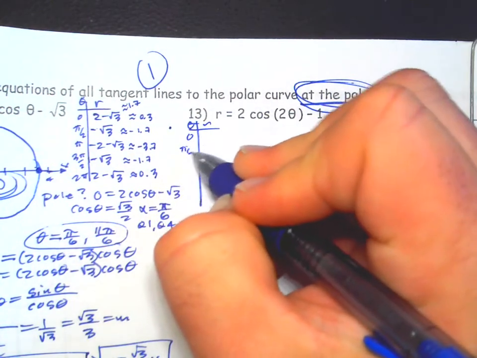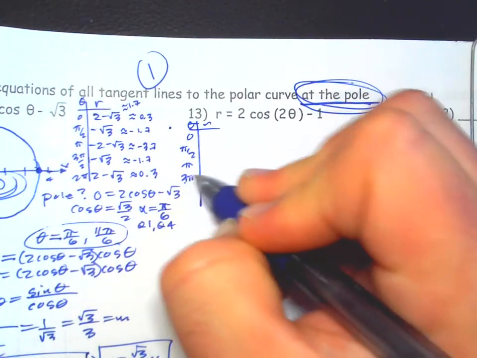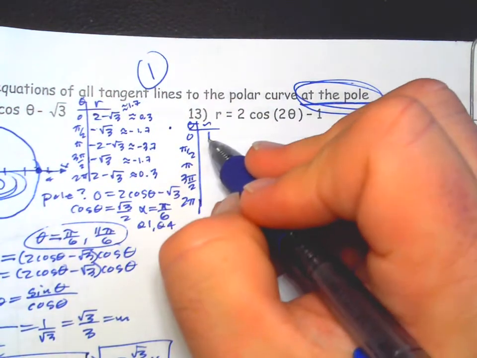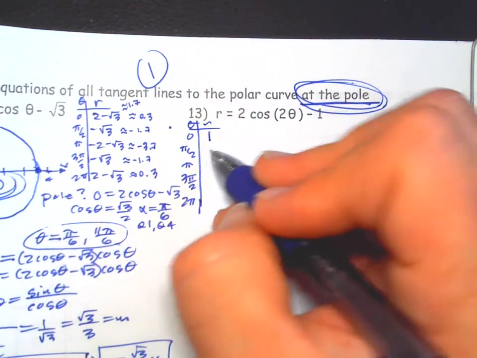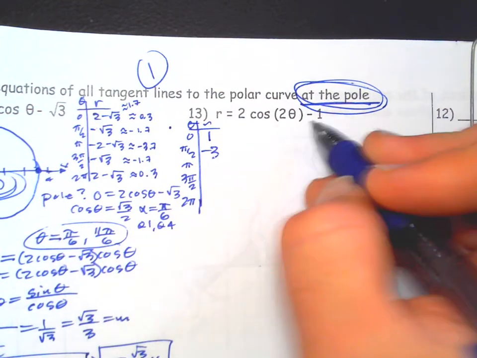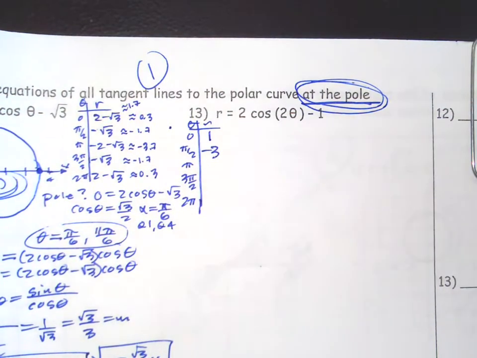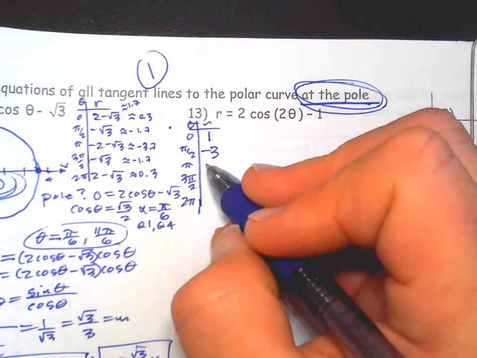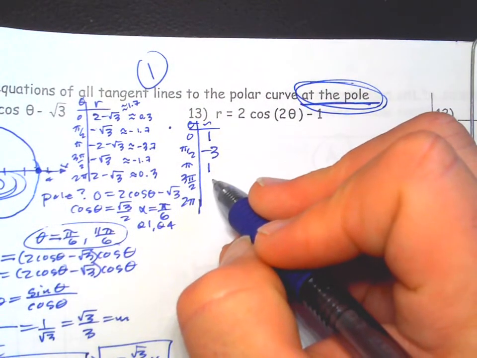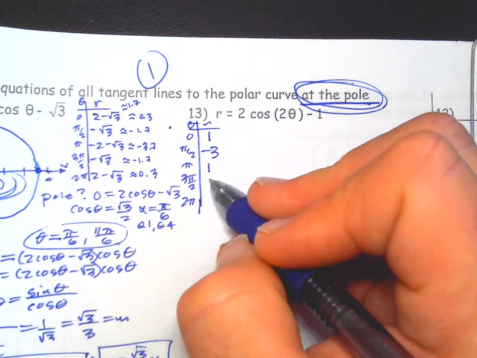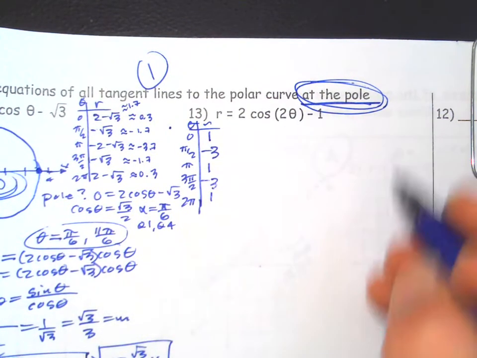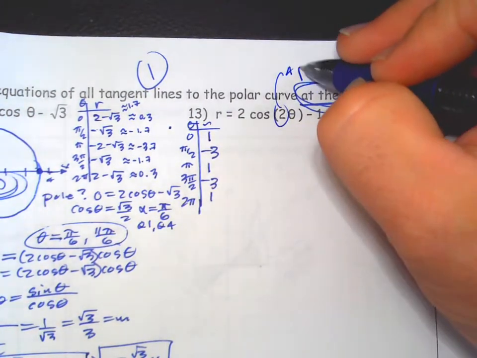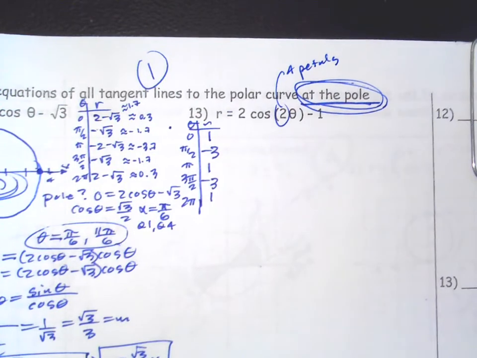0, pi over 2, pi, 3 pi over 2, 2 pi. Plug 0 in here and get 1. Plug pi over 2 in. It's going to be cosine pi, it's going to be negative 3. Oh, this kind of looks like some kind of potential rose curve or something. I don't know. Plug pi in, you get 1. Plug 3 pi over 2 in, you get a cosine of 3 pi, that's going to be negative 3, and it's going to be back to 1. This kind of seems like it might have some kind of 4 petals involved with it.